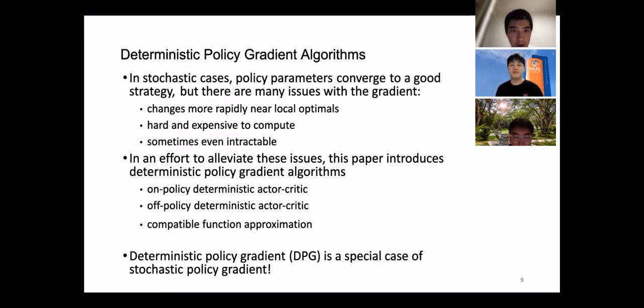Yeah, thanks, Xiaofeng. My name is Zihan, and I'm also a full-time master student in SOC. So today I'm going to introduce this paper, Deterministic Policy Gradient Algorithms.